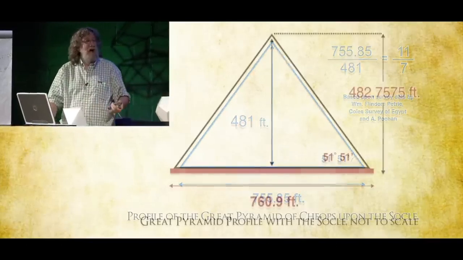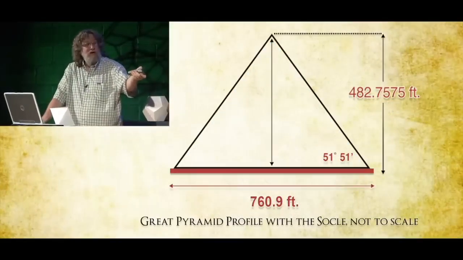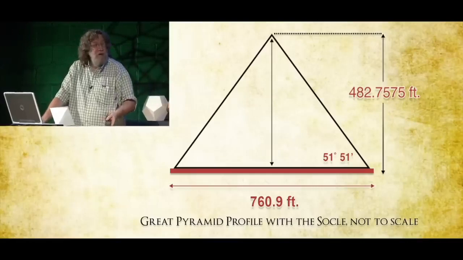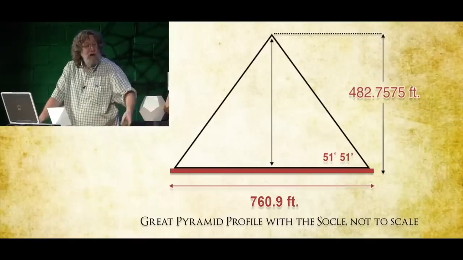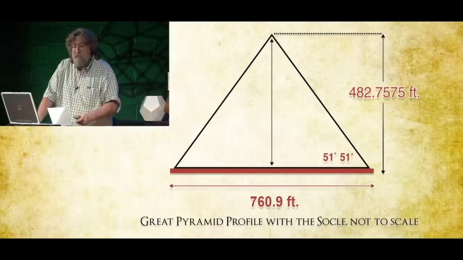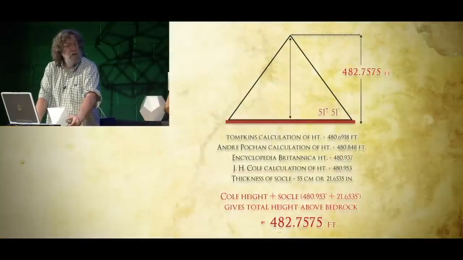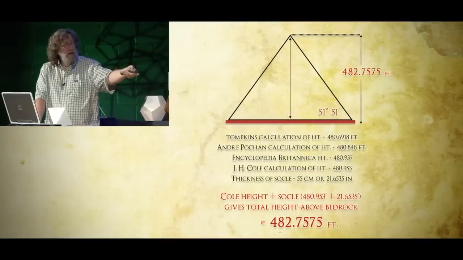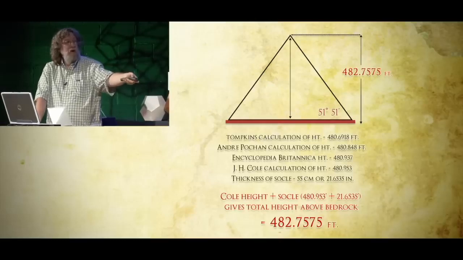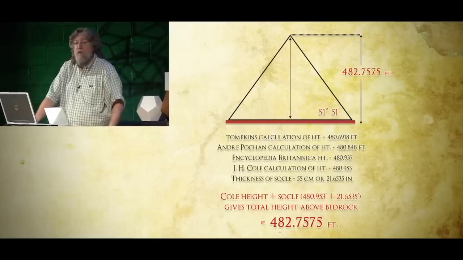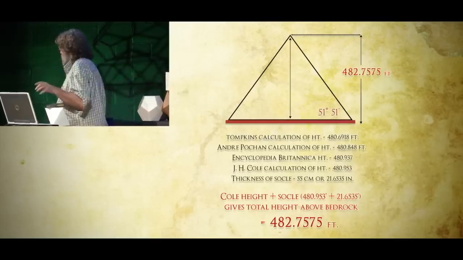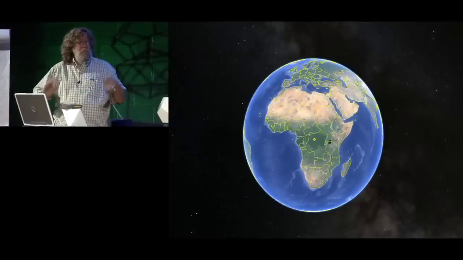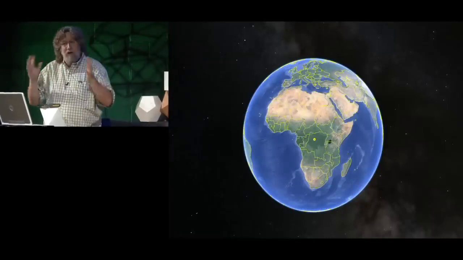When we measure, including the socle, this becomes our height, 482.7575 feet, and the base, 760.9 feet. Those are the numbers we're going to look at for a second now. These are various estimates. We're looking at this one right here: the core height estimate plus the socle at 21.6 inches gives a total height above bedrock of 482.7575 feet. So now we're going to go back to the Earth so we can see how these numbers link the two.